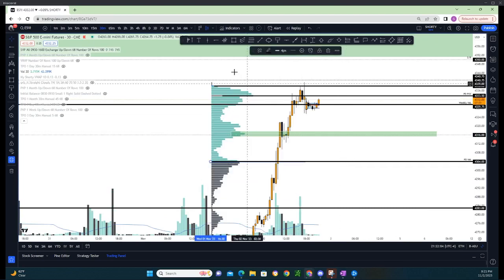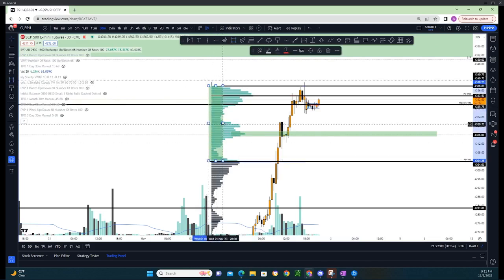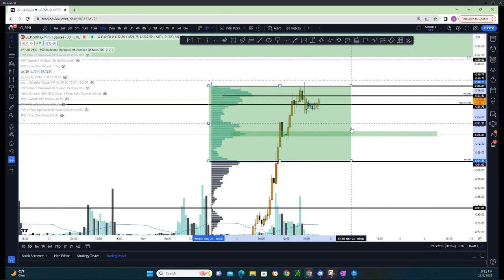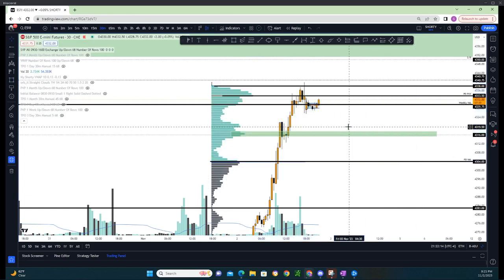And for people that are fairly new, this is your value area. This is where 68% of the volume for the day was traded. And why that's important is, does anyone want to take an answer? Want to help them out? Why is it important that we know where 68% of the volume was? That's where the short-term traders trade.